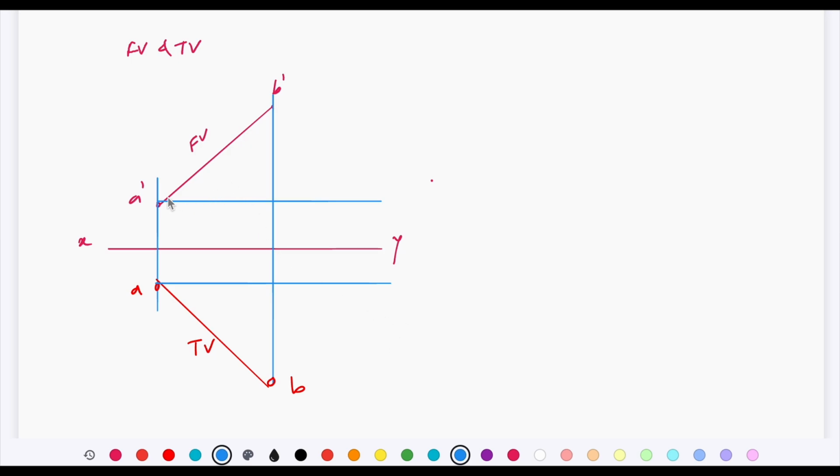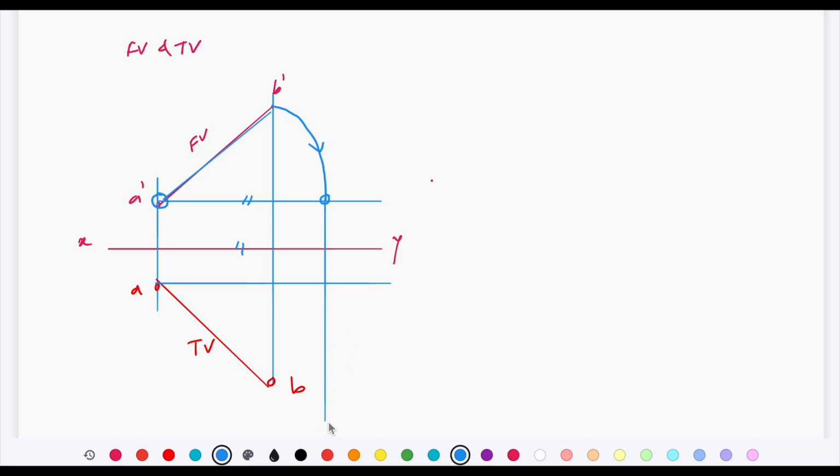Next step, keep compass at the point A dash, take a radius equivalent to length of front view and draw this arc, or in short, make it horizontal and parallel to XY line. You will reach over here, project this point vertically downward.